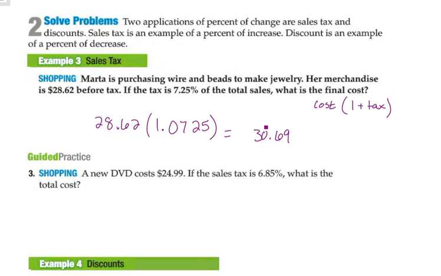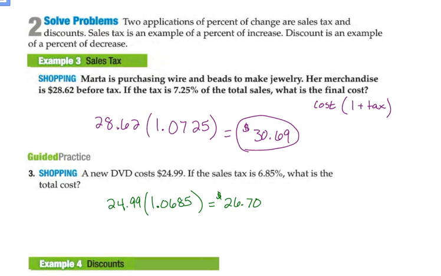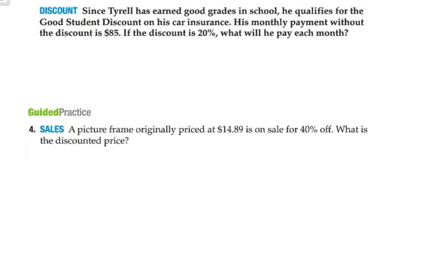Okay, quick and easy. I didn't have to, again, hit too many buttons on the calculator. So go ahead and use that concept for guided practice 3. Okay, pretty simple concept. The only thing is just to remember to move that decimal place 2 to the left. All right, last one. Looking at discounts.